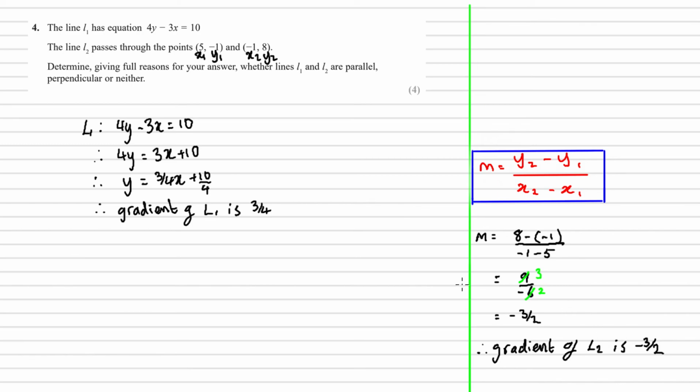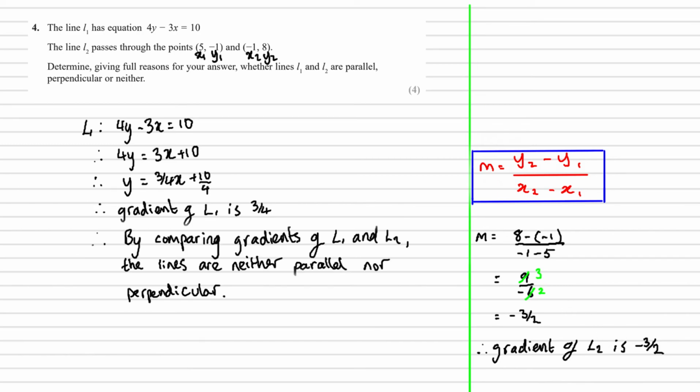Okay, so I can just make a statement at the end. And I can say, therefore, by comparing the gradients of line L1 and L2, the lines are neither parallel nor perpendicular. So that brings us to the end of this question.